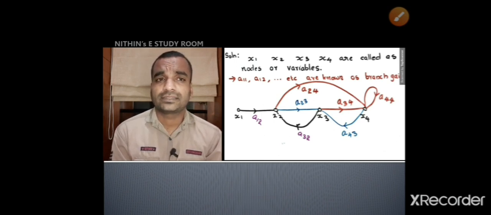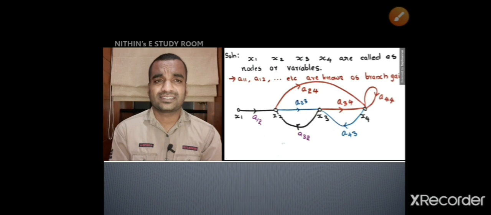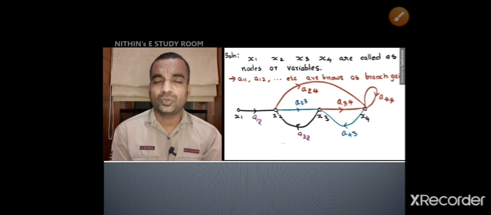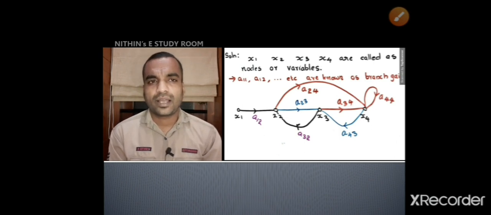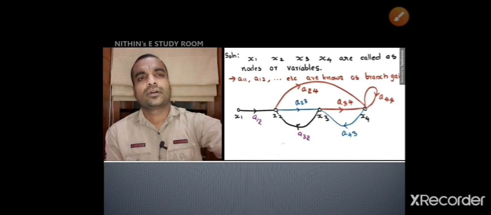Everybody please, what is the gain between node 3 and 4? It is a34. So if we are considering only that gain, you can say x4 is equal to x3 into a34. So I am repeating once more.